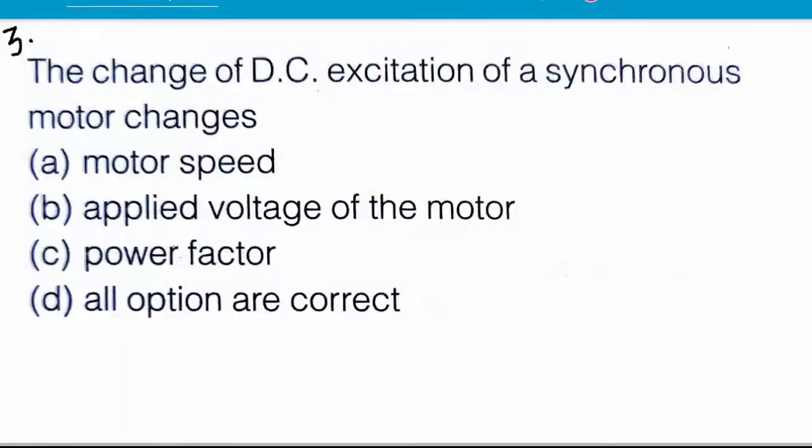Next question: the change of DC excitation of a synchronous motor changes option A motor speed, option B applied voltage of the motor, option C power factor. All options are correct. This is option C, that is power factor. How?